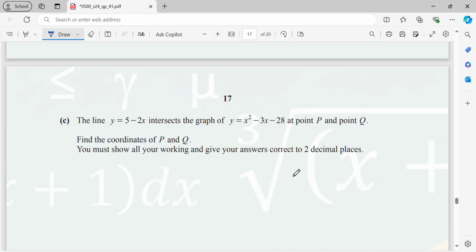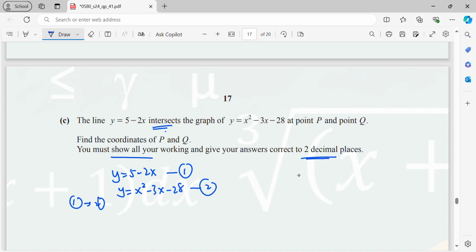Next, the line y equals 5 minus 2x intersects the graph at P and Q. You must find the coordinates of P and Q. You must show all your working and give your answer to 2 decimal places. So intersection means solving simultaneous equations. Let the straight line be the first equation, then the curve be the second equation. So substitute first into second, then I will get 5 minus 2x equals x squared minus 3x minus 28.